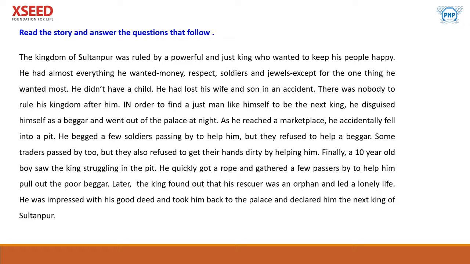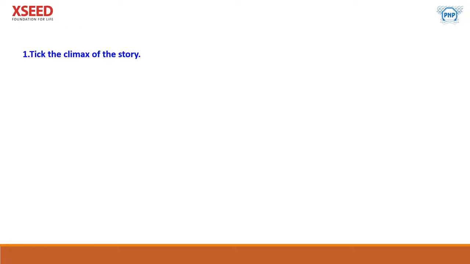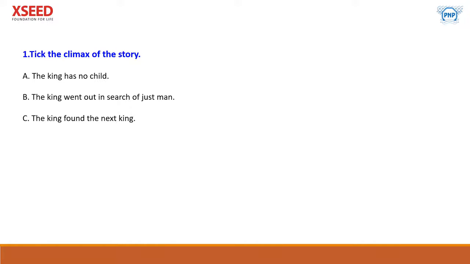It's a very easy story, but what you have to do is answer these questions. Tick the climax of the story. Just copy down these questions in your notebook, answer them and send it to me on WhatsApp. The first option is the king has no child. The second one, the king went out in search of a just man. Just means a morally correct or good man. The third, the king found the next king. So you have to just tick mark the correct option.